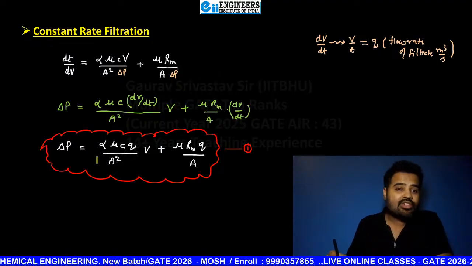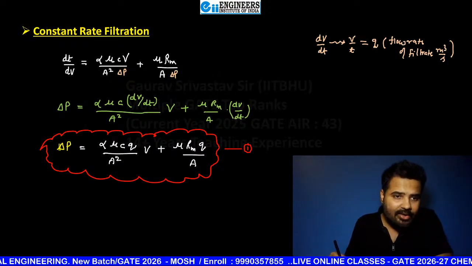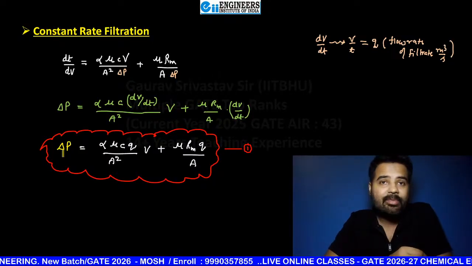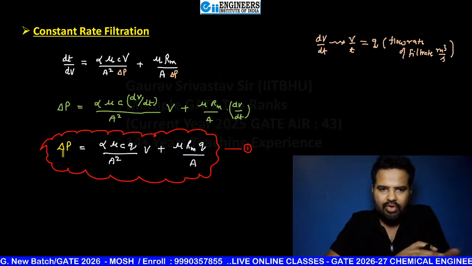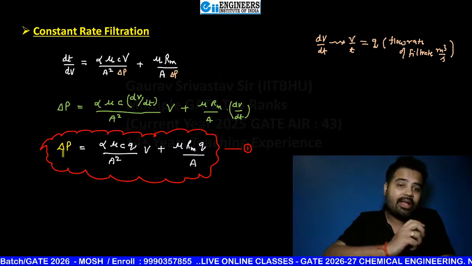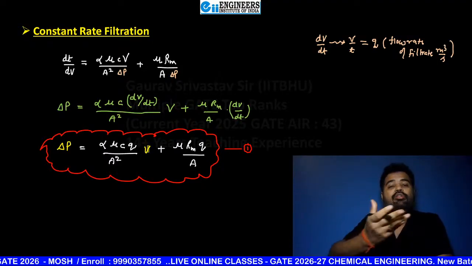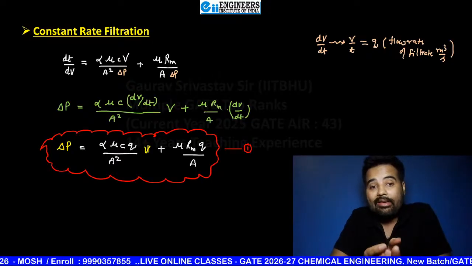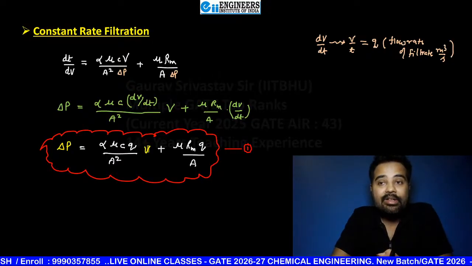Now in this equation, this delta P is a variable term. Yes, it is going to vary with respect to time, but no time parameter is available in this equation. But instead of time, this volume is available there. That means the total volume of filtrate collected, and definitely the total volume of filtrate collected is a function of time.